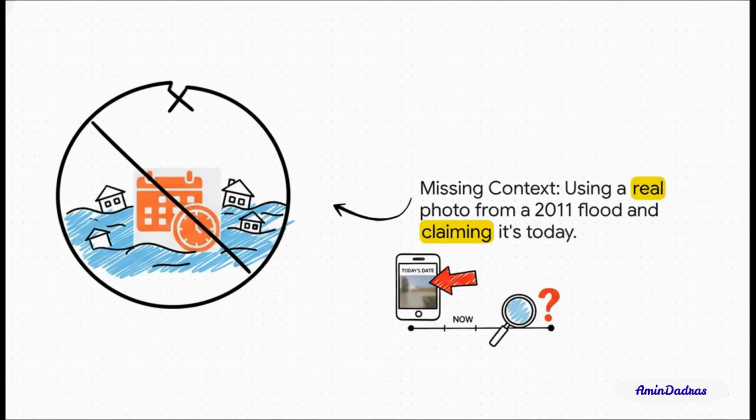Okay, now this tactic is really sneaky. They'll take a photo or a video that is 100% real, but they'll strip it of all its original context. So a picture from a flood back in 2011 gets passed around today as if it's happening right now. It creates a totally false story using a totally real image.